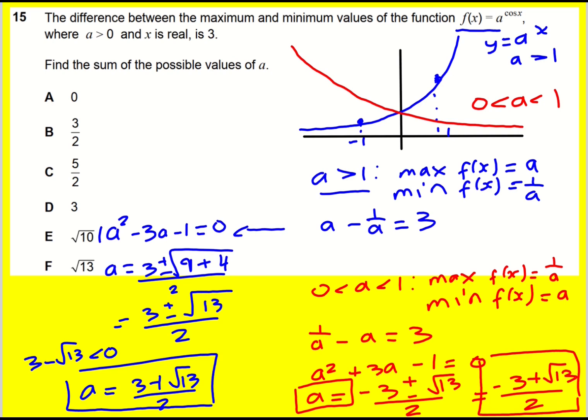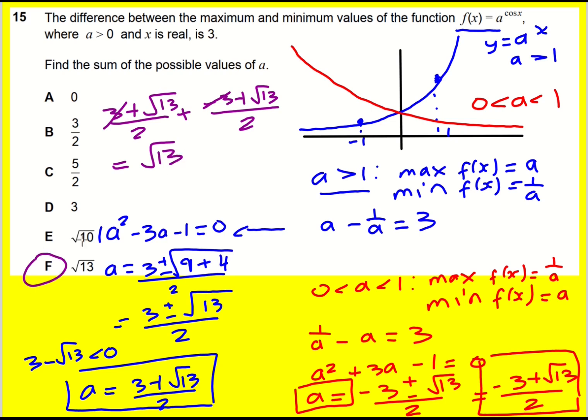So then if I want the sum, I've got 3 plus root 13 over 2 plus minus 3 plus root 13 over 2. Actually, these are going to cancel out. I've got root 13 over 2 plus root 13 over 2. I get the answer of root 13.